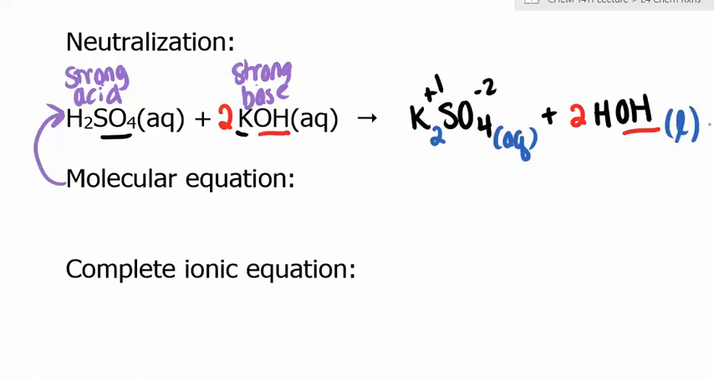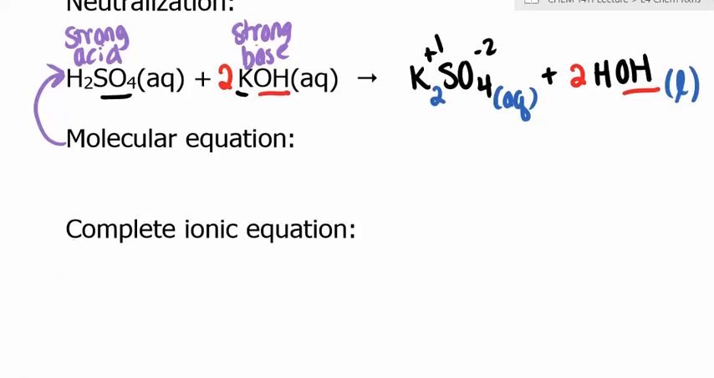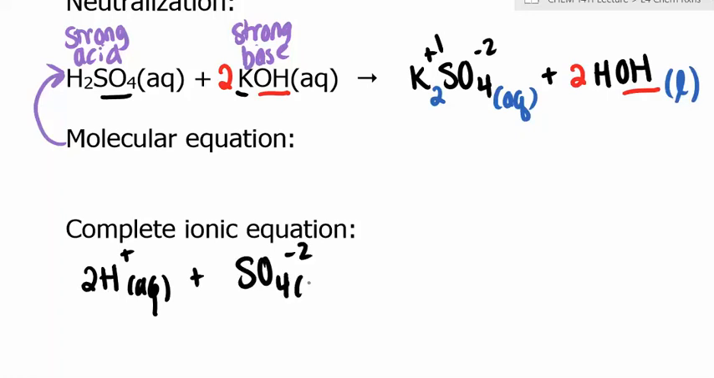Okay, so next, when we do the complete ionic equation, we're going to take everything that is a strong electrolyte or breaks apart in water and break it apart. So starting up here with my sulfuric acid, it's one of our 6 strong ones, so I break it apart. Everything needs to have its charge and the aqueous symbol.